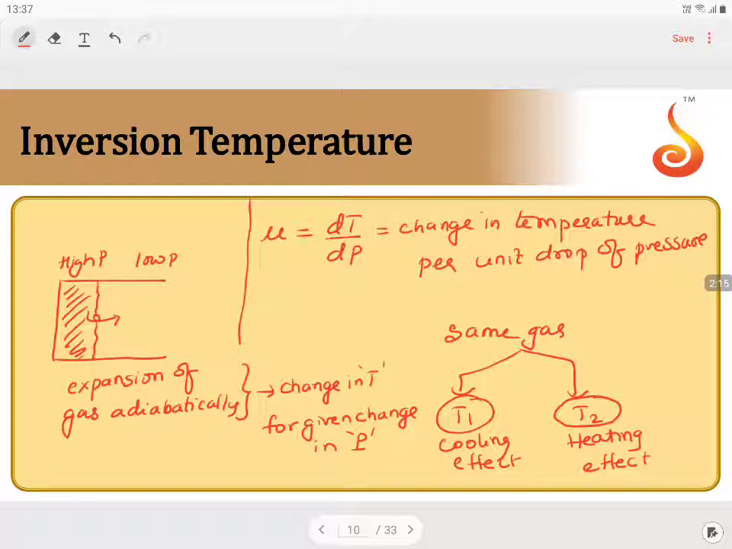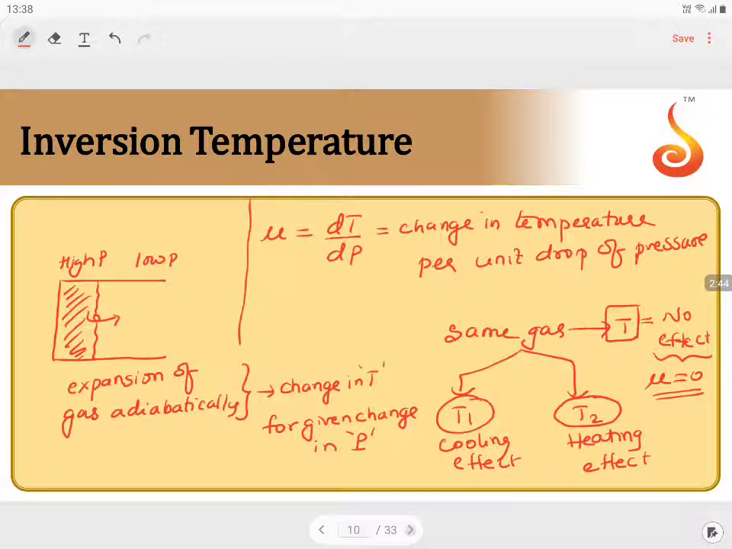And there is one particular temperature where the gas is taken for expansion, it shows no effect. So there was a temperature that can be attained where the gas neither undergoes a heating effect nor a cooling effect, where we can see the Joule-Thomson coefficient at this point will become equal to 0.